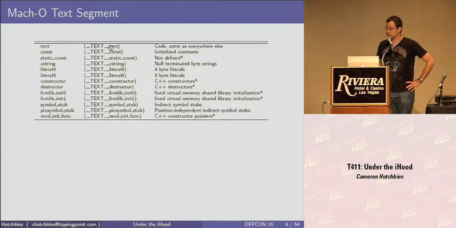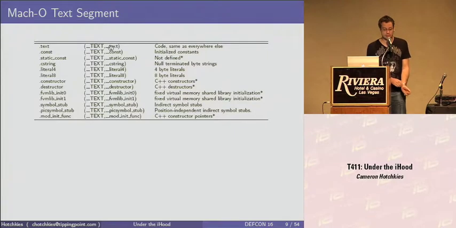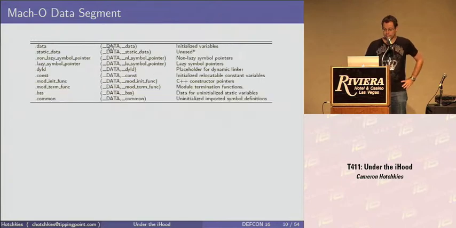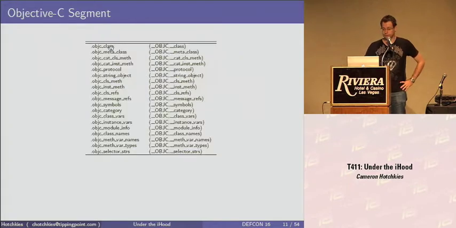So they're pretty straightforward. You have the code stored in the text section. You have the constant stored in the constant section, static constant stored in the static constant section, and so on all the way through it. In the data section, that's where you're going to have your variables, your symbol pointers, your constructors. So it's pretty straightforward as well. If you're using any modern disassembler, then it'll sort all this stuff out for you. This is the part that you actually want to pay attention to.